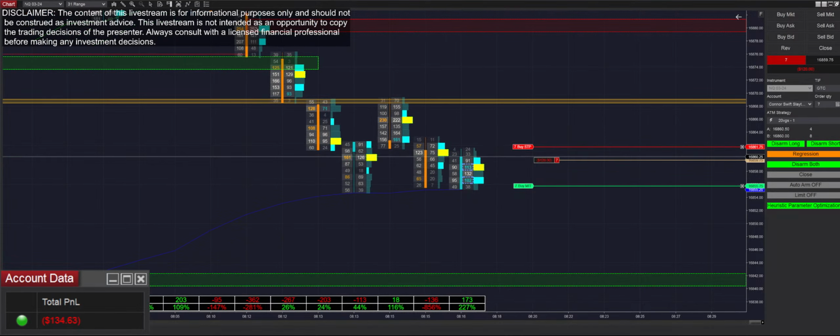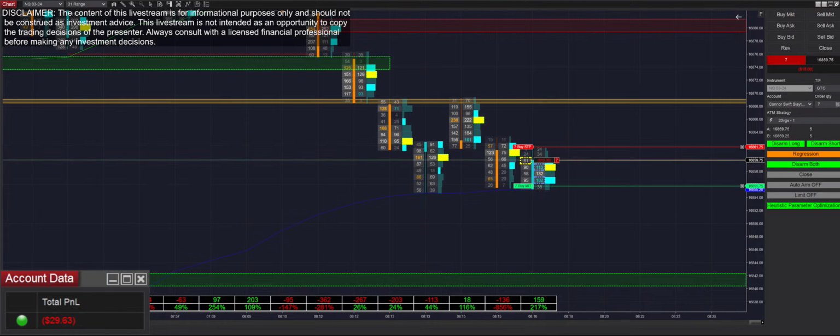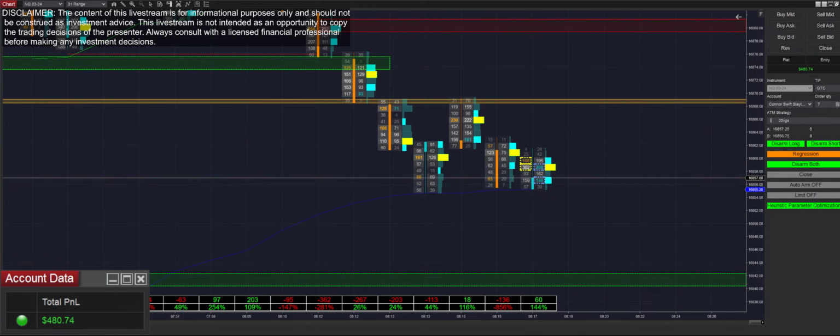Almost got stopped out there, but it doesn't look too good for this trade at the moment, especially with that positive delta flowing in with that increase in price since the bar close. There we go. Ended up winning that trade at 480 and 74 to start off the day. I'd say that's a pretty strong way to start that out.